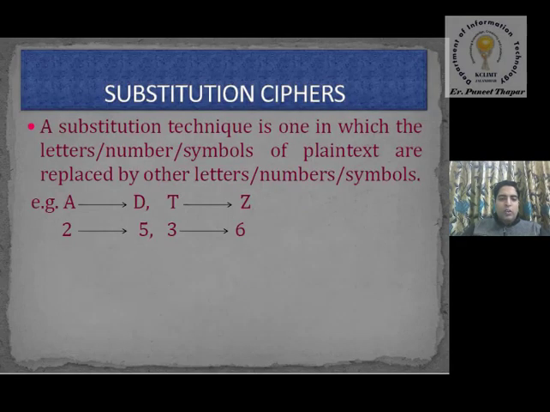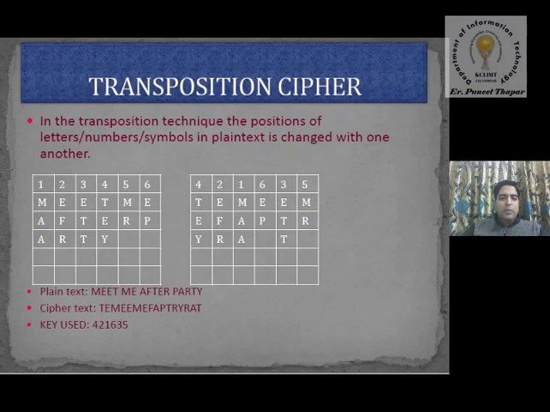In the substitution cipher technique, the letters, numbers, and symbols of the plain text are replaced by other letters. For example, we replace A with D, T with Z, 2 with 5, and 3 with 6, and these fixed values are already generated. This is again the key, shared by both. A is replaced with D, T with Z, 2 with 5, 3 with 6. This is a simple substitution cipher.